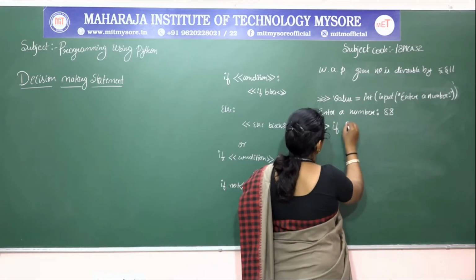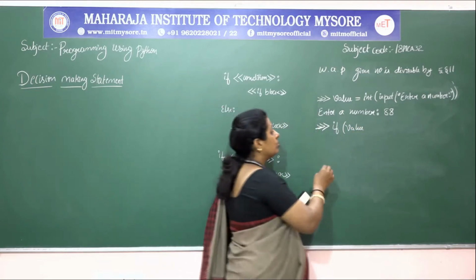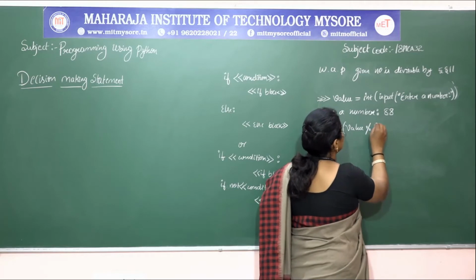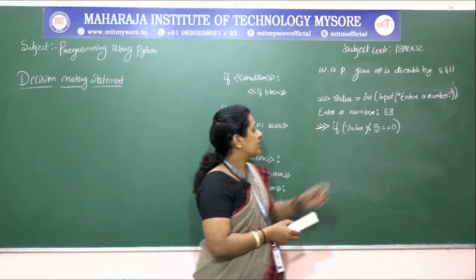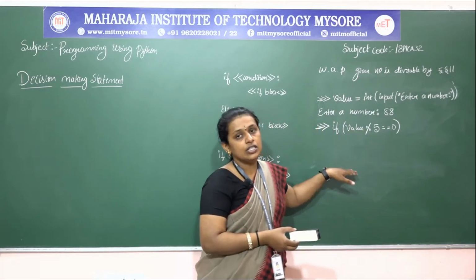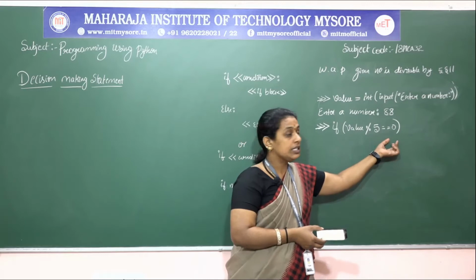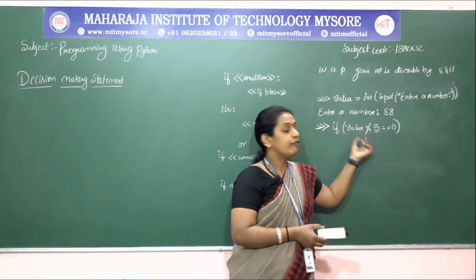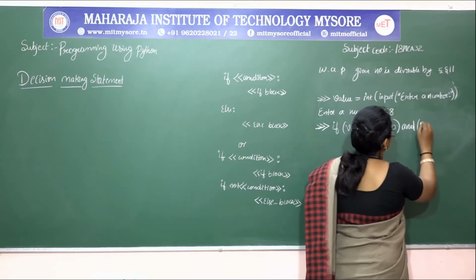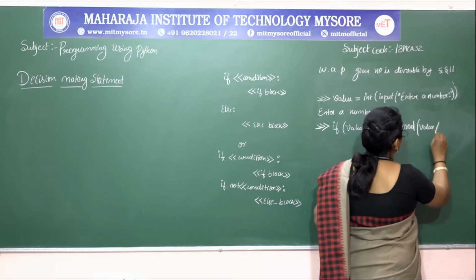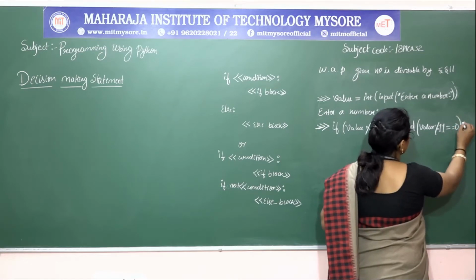For that, if this value, once again I am using the modulus operator, divisible by 0, yes. When this condition is true, I can evaluate the next condition. If value modulus of 5 is 0, then yes, the value is divisible by 5, and I also need to check that the number is divisible by 11, so value modulus of 11 is equal to 0.